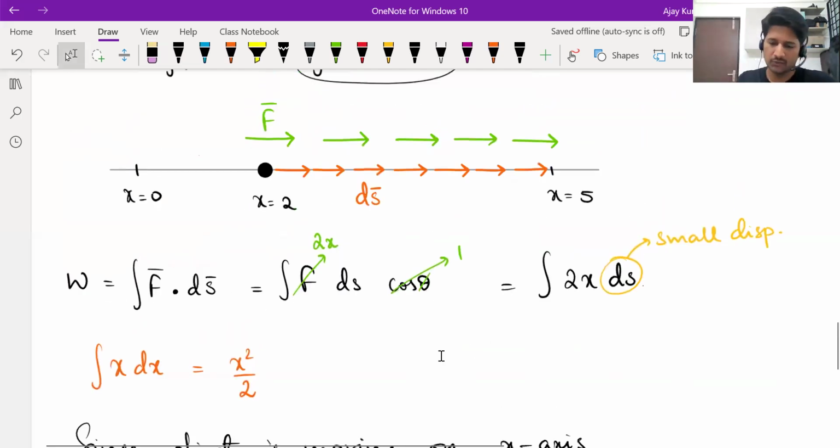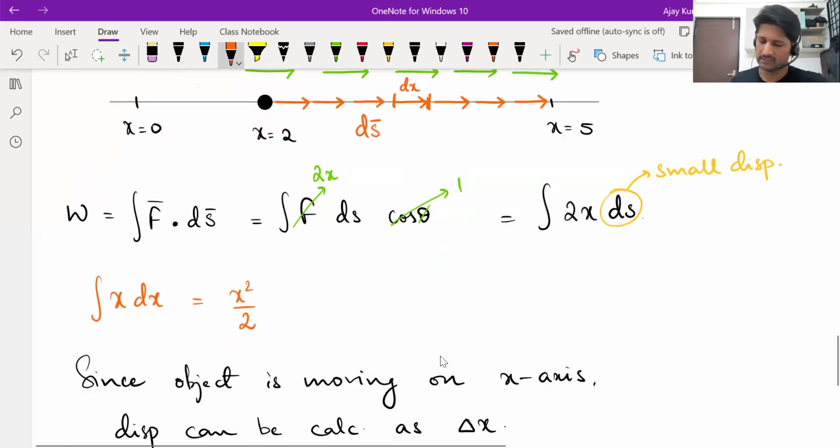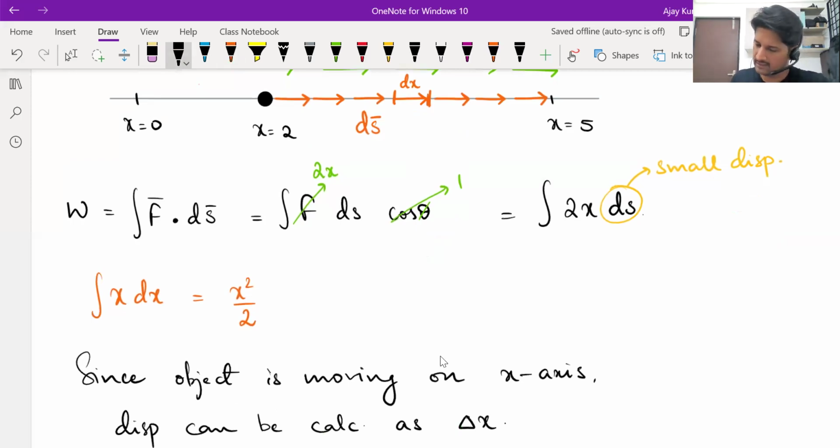And since the object is moving along the x-axis, when it goes from, let's say, this point to this point, the small displacement that it undergoes is the small change in its x coordinate. So ds here, in this problem, is same as dx because the object is moving along the x-axis. So it is safe to write ds as dx, and the integral can be converted to 2x dx. You can't blindly do that. You have to justify that. Okay, hope this is clear to all of you.